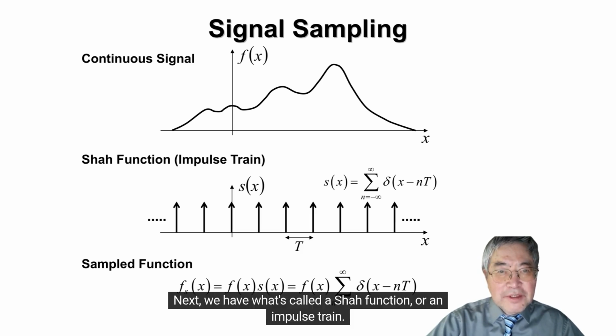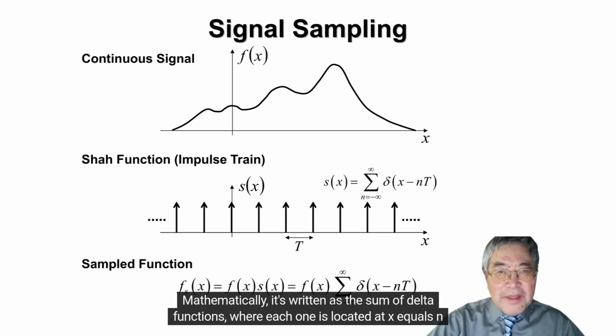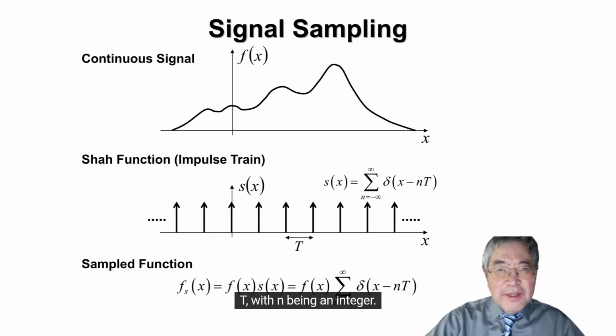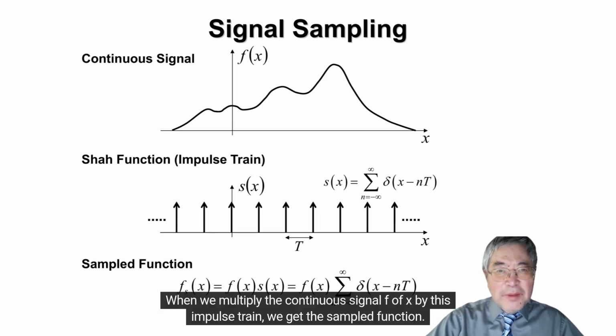Next we have what's called a Shah function, or an impulse train. This is simply a series of delta functions, each spaced T units apart. Mathematically, it's written as the sum of delta functions where each one is located at x equals nT, with n being an integer. You can think of this impulse train as a ruler that marks the exact points where we'll take our samples. When we multiply the continuous signal f(x) by this impulse train, we get the sampled function.